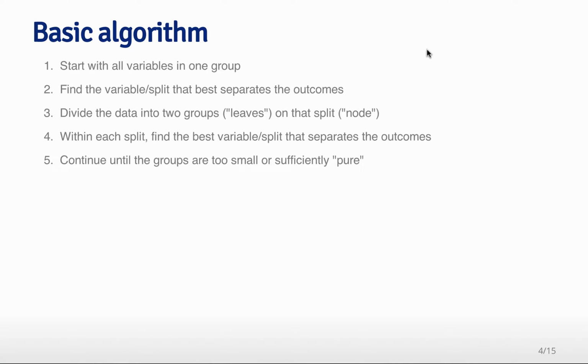The basic algorithm behind building one of these trees is: start with all the variables in one big group, and then you find the first variable that best splits the outcomes into two different homogeneous groups. You then divide the data into two groups, which we call leaves, and the split that you just performed is called a node. Within each split, we then search through all the variables again, including the variable we just split on, and try to find within that group if there's another variable or split that separates the outcome into even more homogeneous groups. You continue until the groups are too small or they're sufficiently pure, in other words, sufficiently homogeneous, to stop the algorithm.